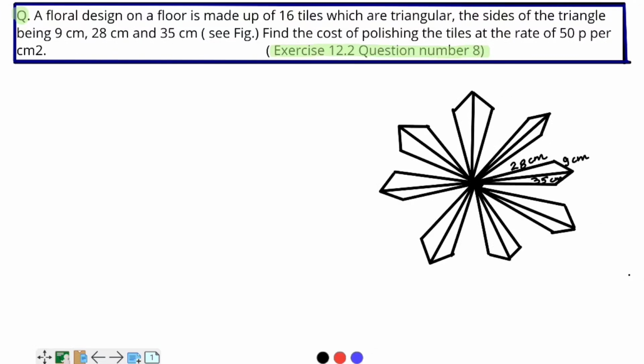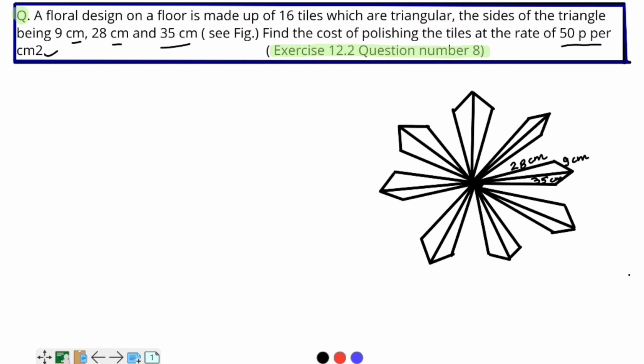So this is the question from exercise 12.2, question number 8, from the NCERT mathematics textbook of class 9. So let us solve this question. The question is like this: a floral design on a floor is made up of 16 tiles which are triangular, the sides of the triangle being 9 cm, 28 cm and 35 cm. Find the cost of polishing the tiles at the rate of 50 paise per centimeter square.